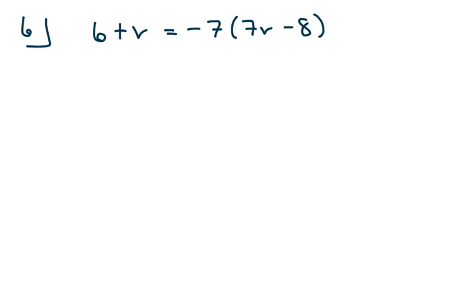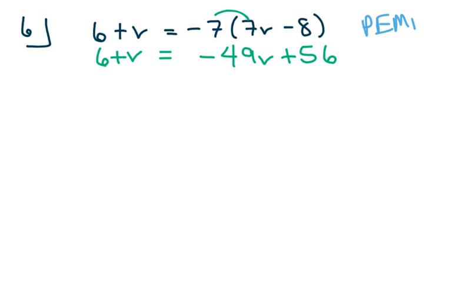Okay, the next one, it's basically the same thing, except it has 2 terms on the left, the 6 plus v. So I'm going to distribute, and we get negative 49v plus 56, and this equals 6 plus v. Now, is there anything I could add or subtract to both sides? We're doing PEMDAS backwards. Yes, I can. I need to isolate v.